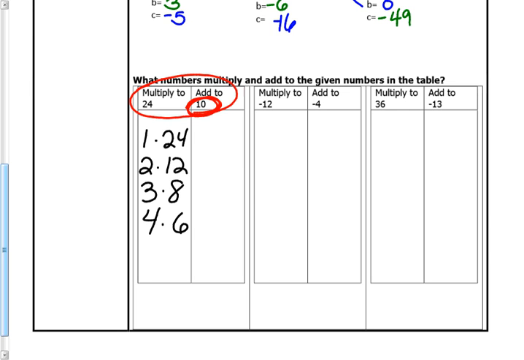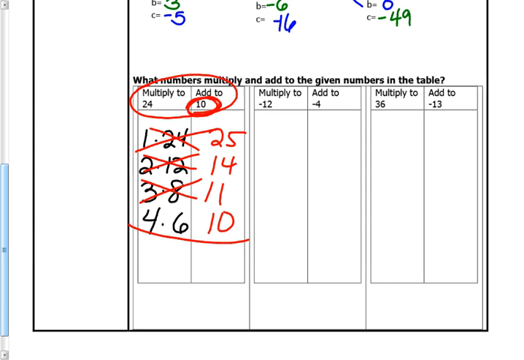So if I added 1 and 24, 1 plus 24 actually gives me 25, right? So this is a no-go. 2 plus 12 would give me 14, so that's a no-go. 3 plus 8 would give me 11. That's not going to work, but we're getting closer. 4 and 6. If I added 4 and 6, I do get 10. So this is my magic pair here, more importantly, the 4 and 6. 4 and 6 would be that magic pair.